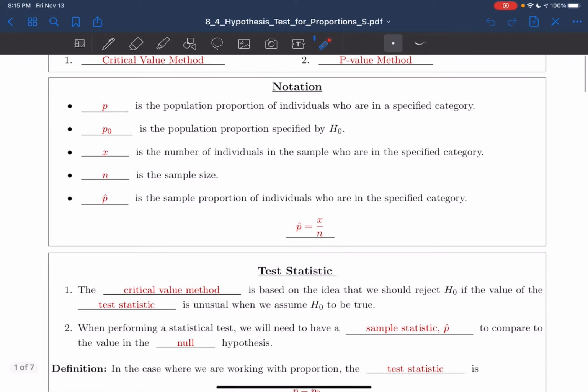Before we begin, I want us to remind ourselves about some notation that we've been working with. p is just the population proportion. P naught is the population proportion specified by our null hypothesis, so it's just the value that we're working with in our testing. X is the number of individuals we care about. N is the sample size, and p hat is the sample proportion. If you recall, to compute p hat, it's just X over N, where X is the number of individuals we care about, and N is the sample size.